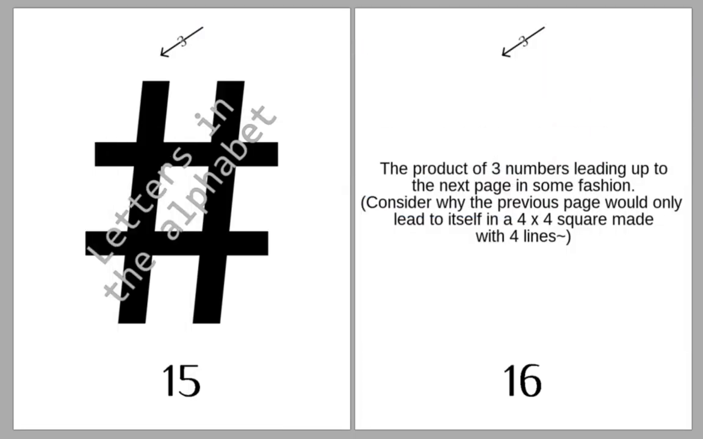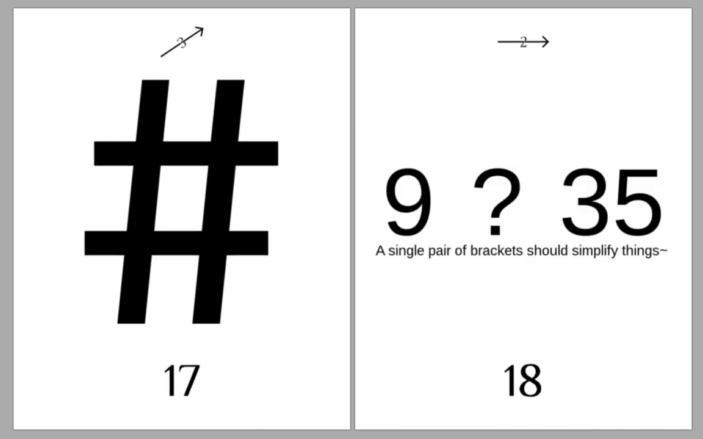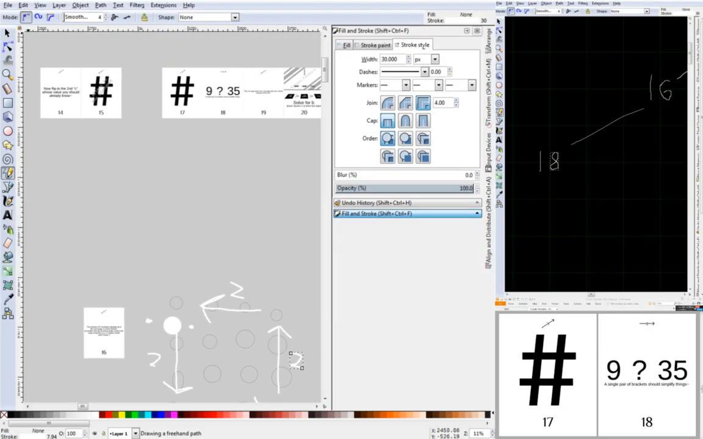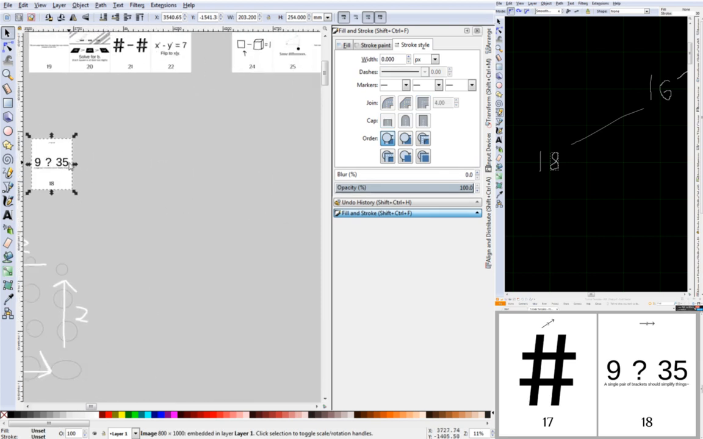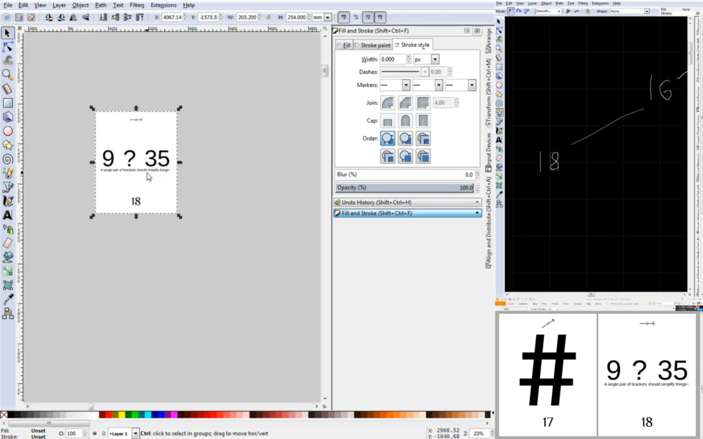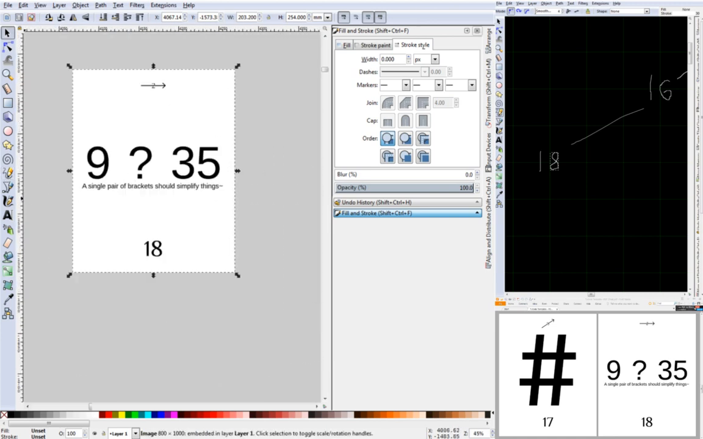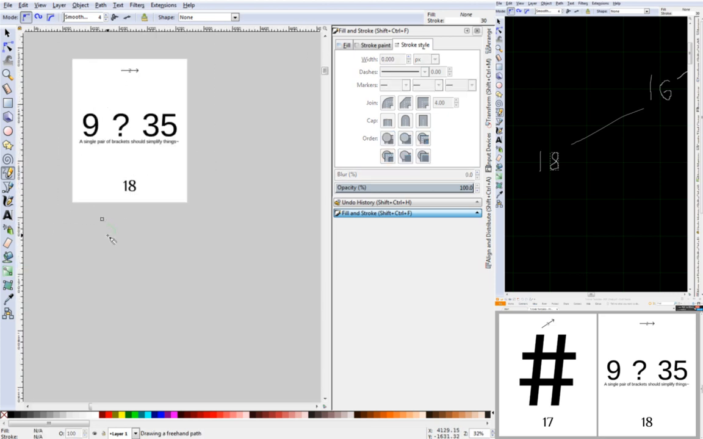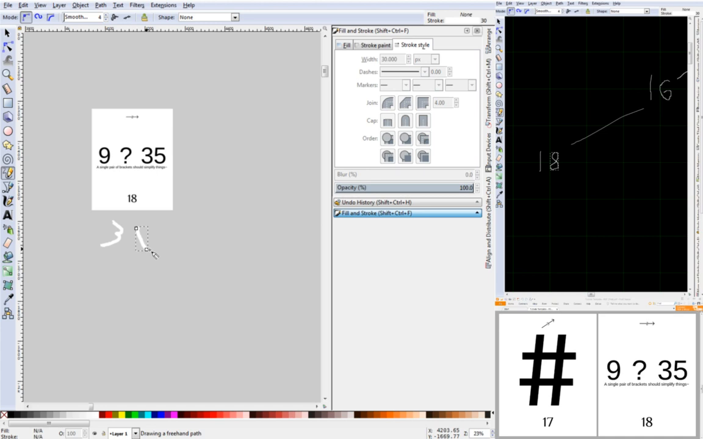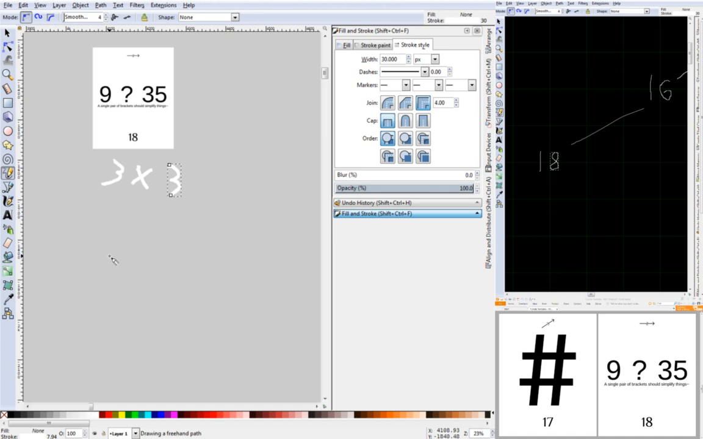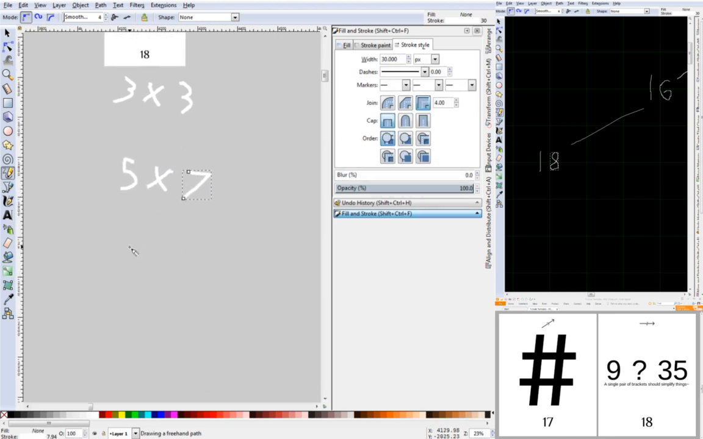And we flip it over to 18. Okay, a single pair of brackets should simplify things. So usually with these types of patterns, good approaches involve a little bit of prime factorization. That's the simplest way to present 9, and this for 7. However, what if you presented it this way?